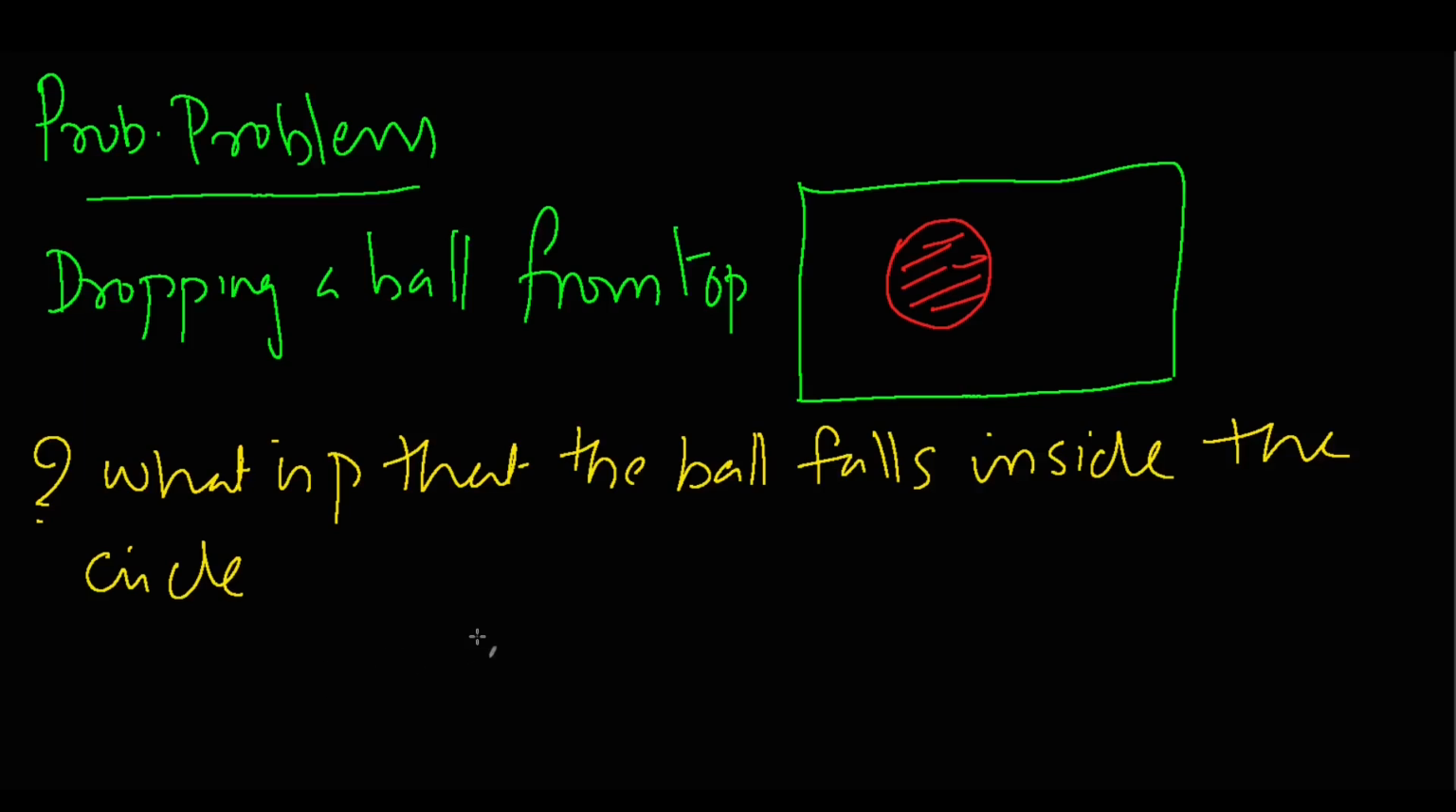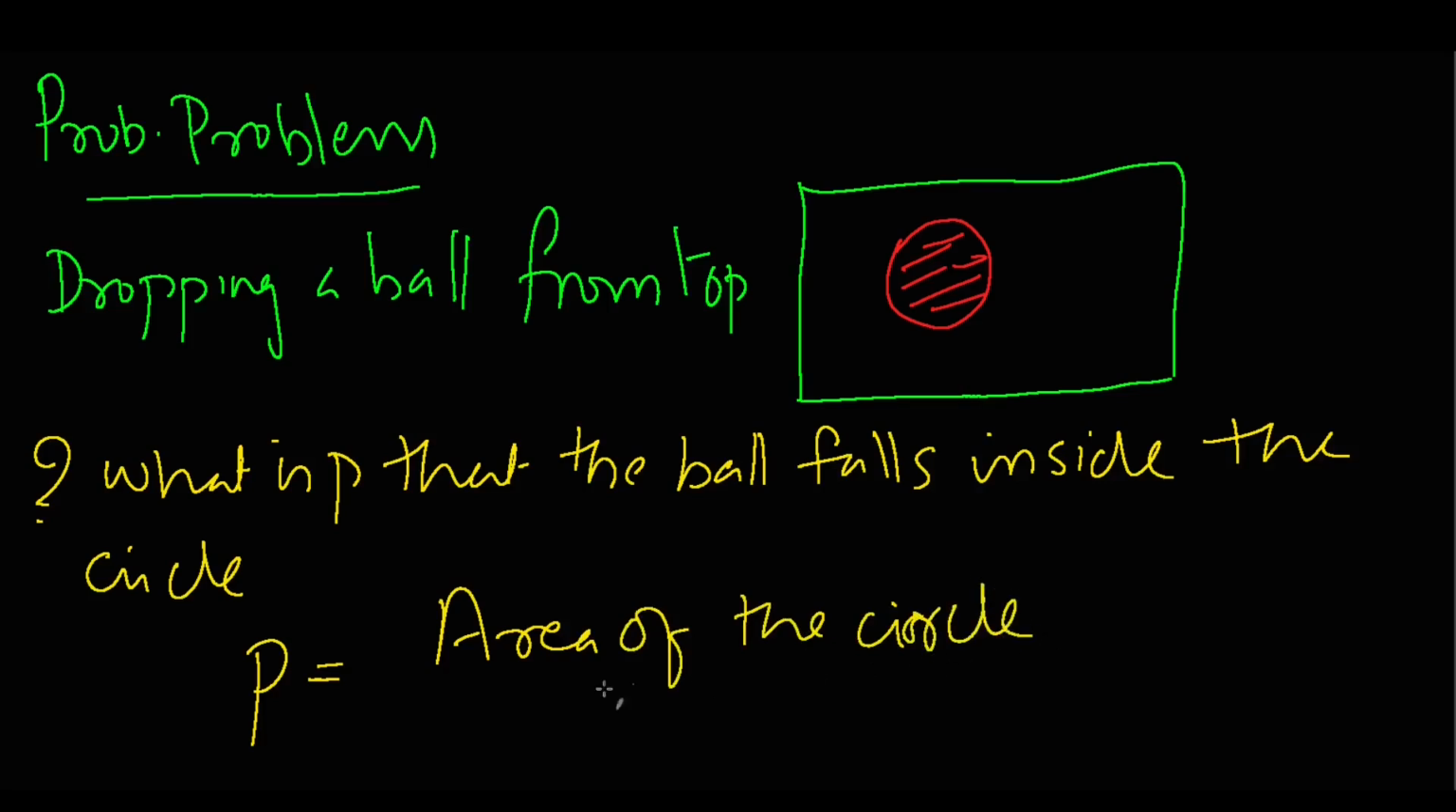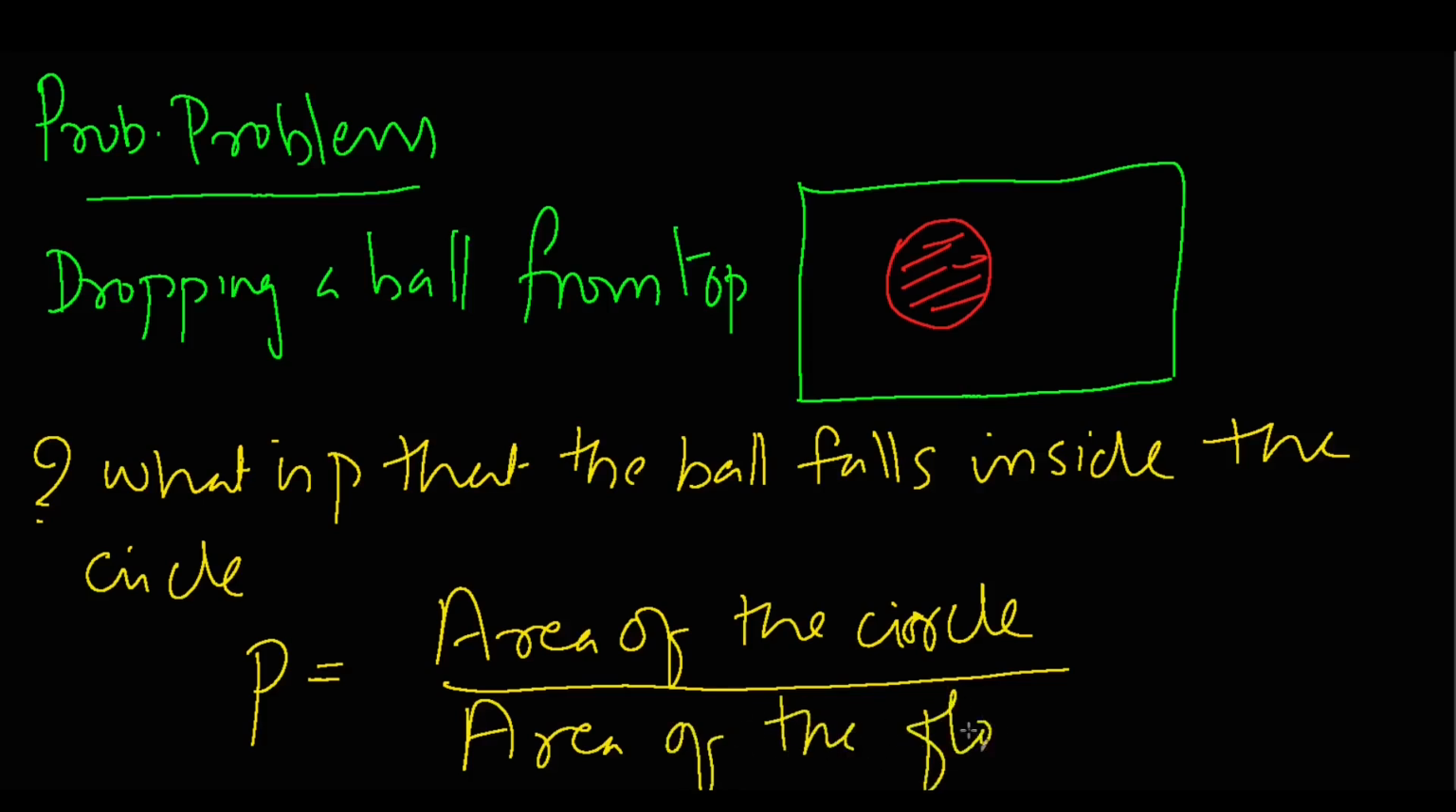In this case, we know the probability will be area of the circle upon area of the rectangular floor. So in this case, this need not be a circle, it can be of any shape. In that case, what we need to do is we have to integrate.